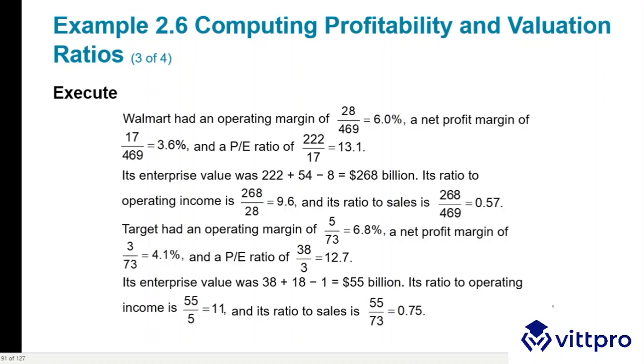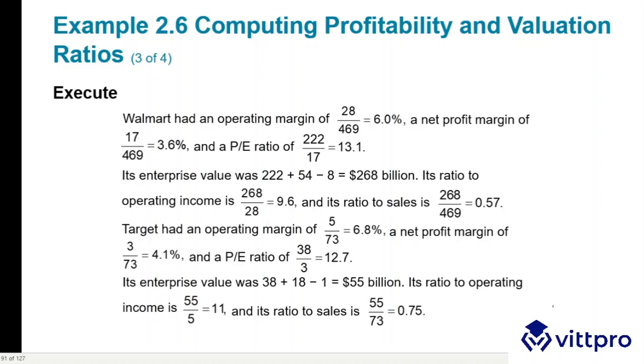PE ratio, however, is lower than Walmart. The PE ratio for Walmart is 13 and the PE ratio for Target is only 12.7. Their enterprise value is 55B, and compared to operating income it is 11, compared to Walmart, which is 9.6, so it is higher, and the ratio to sales is also higher, 0.75 compared to 0.57. Target has a higher enterprise value. Their PE ratio, the market capitalization ratio, is lower than Walmart, right?